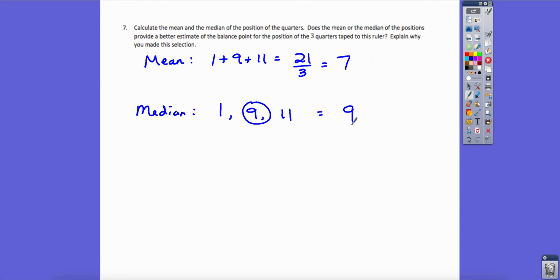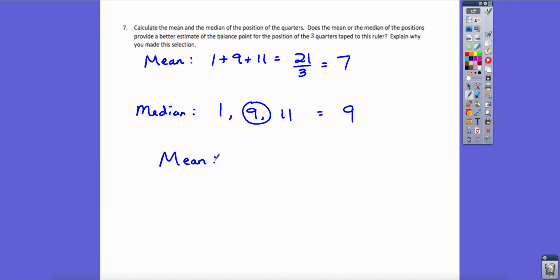Okay, it says, does the mean or the median of the positions provide a better estimate of the balance point for the position of 3/4 taped to the ruler? And so we know that the mean is going to be a better answer for us. And that is because it is a balance between the difference of each point of the data.